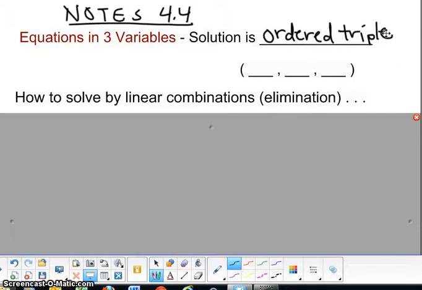Also, your answer will look like the following. There will be an x value, a y value, and a z value, or ABC, or PDQ. But definitely know that there's going to be 3 answers.